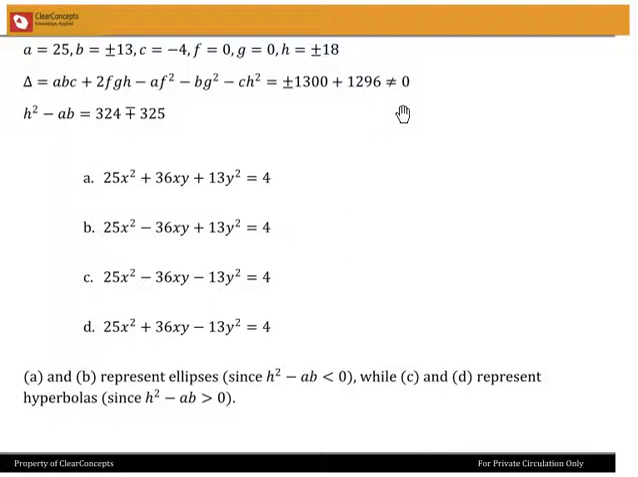So now we look at h squared minus ab, and we see we either get 324 plus 325 or 324 minus 325, which means either h squared minus ab is less than 0 or it is greater than 0. So if we look at the options, we can see that A and B represent ellipses because h squared minus ab is less than 0, and C and D will represent hyperbolas because h squared minus ab is greater than 0. It's very easy to verify that.